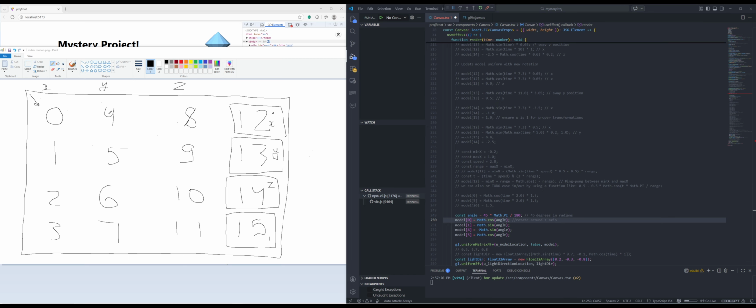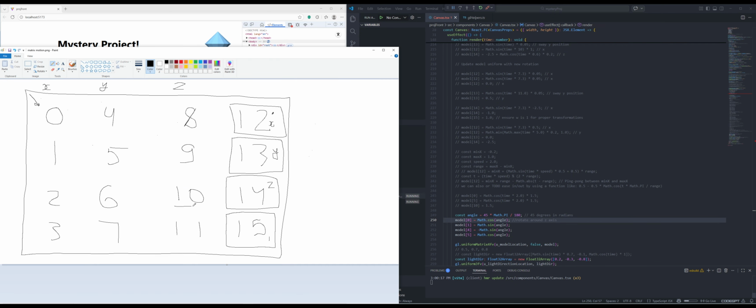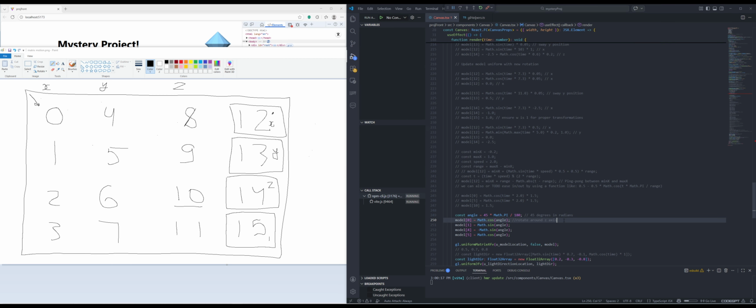Remember 0, 1, 4, and 5. I swear it's around Z axis. This one. This axis here. Okay, I don't know why it was writing around Y axis. It's kind of dumb.